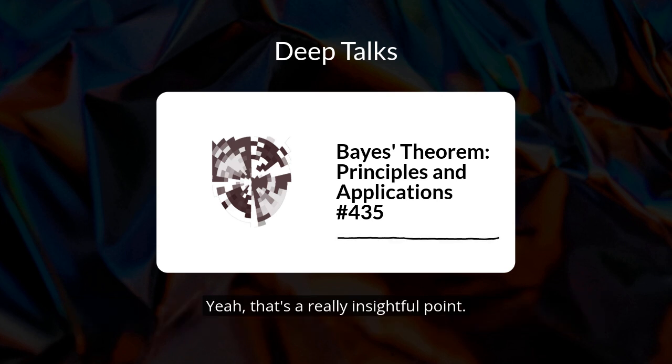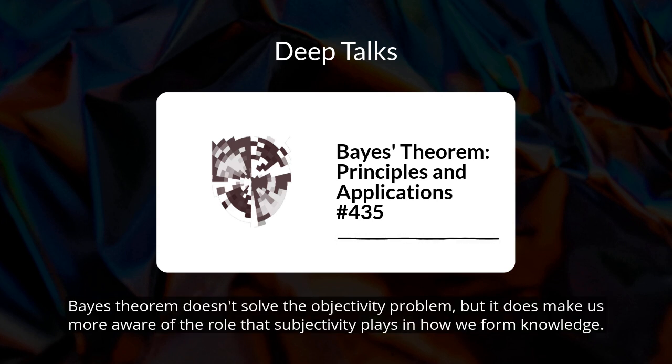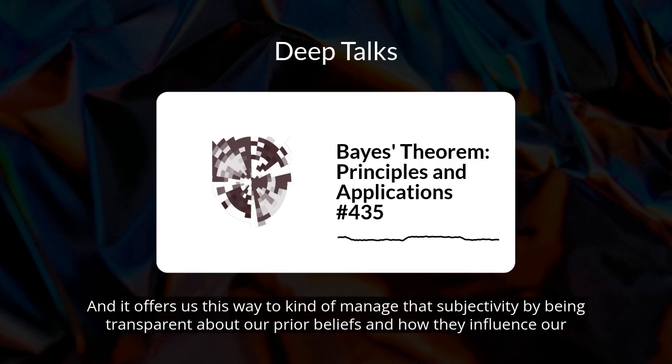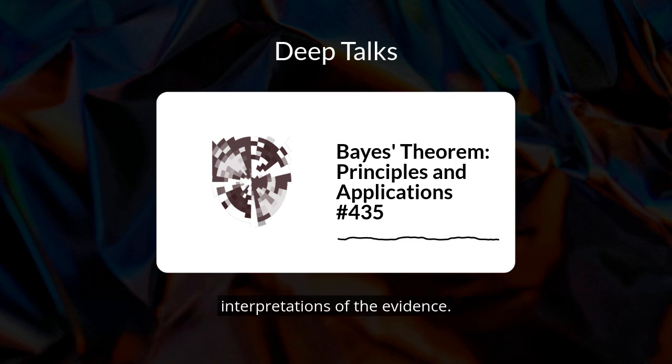Yeah, that's a really insightful point. Bayes' theorem doesn't solve the objectivity problem, but it does make us more aware of the role that subjectivity plays in how we form knowledge. And it offers us this way to manage that subjectivity by being transparent about our prior beliefs and how they influence our interpretations of the evidence.